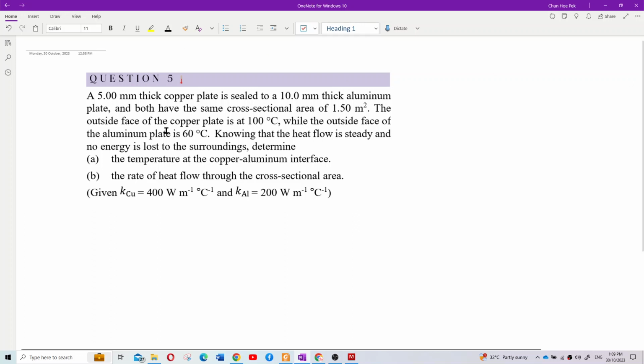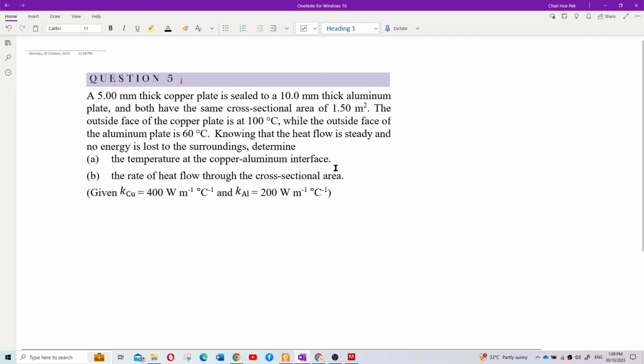Okay. So a 5 mm thick copper plate is sealed to a 10 mm thick aluminium plate, and both have the same cross-sectional area of 1.5 meters square. The outside face of the copper plate is 100 degrees Celsius, while the outside face of the aluminium plate is 60 degrees Celsius. Knowing that the heat flow is steady and no energy is lost to the surroundings, determine the temperature at the copper aluminium interface.